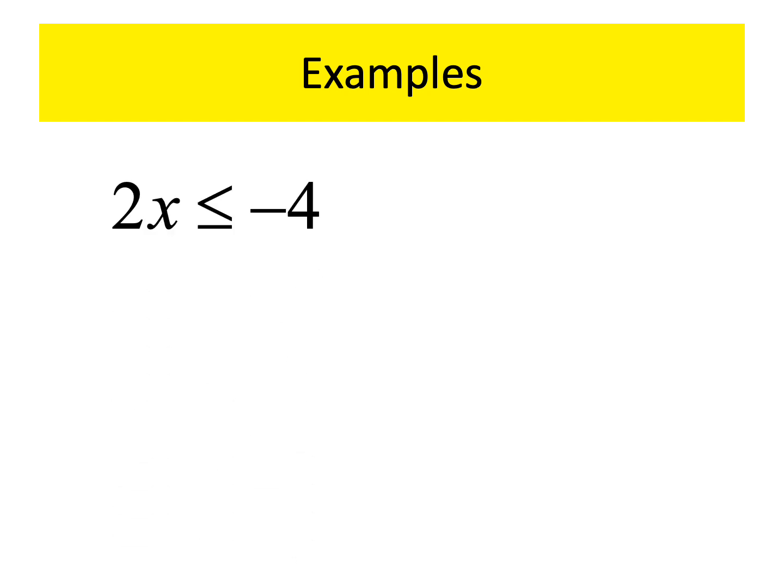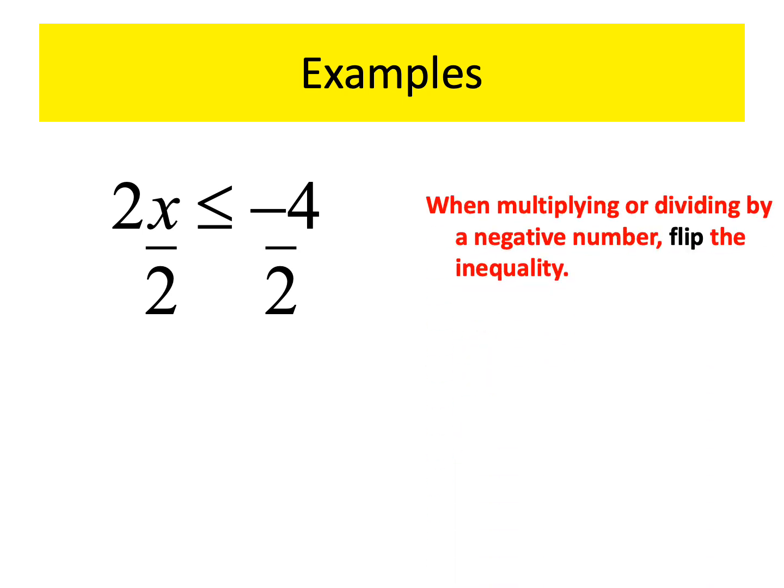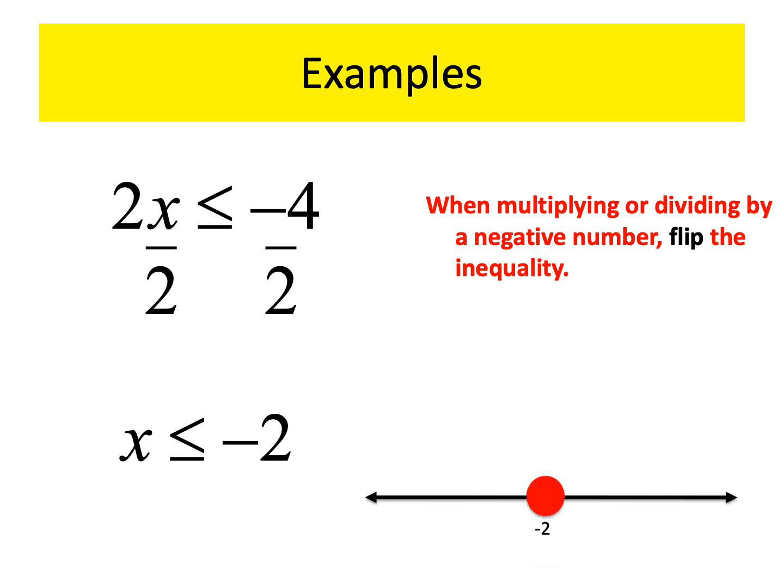Here's another one. So how do you get x by itself? You divide by 2. Did you just divide by a negative 2? No, you divided by a positive 2. We only flip the inequality when we divide or multiply by a negative number. Yeah, the answer is negative, but just because the answer is negative doesn't mean we flip the inequality. We only flip it if we multiply or divide by a negative number. So since we didn't multiply or divide by a negative number, then nothing changes. We just simply write the answer.